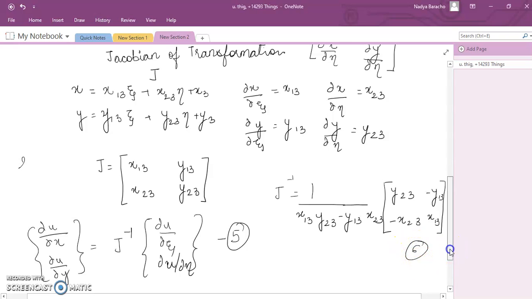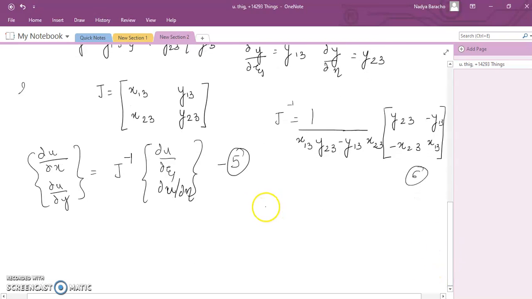It can be proved that for a given triangle, the area of the triangle is half the determinant of J. This we will see in examples in coming lectures. Moving on, the points 1, 2 and 3 should be ordered in counterclockwise direction to obtain the determinant J as positive. This is one point that we need to keep in mind.